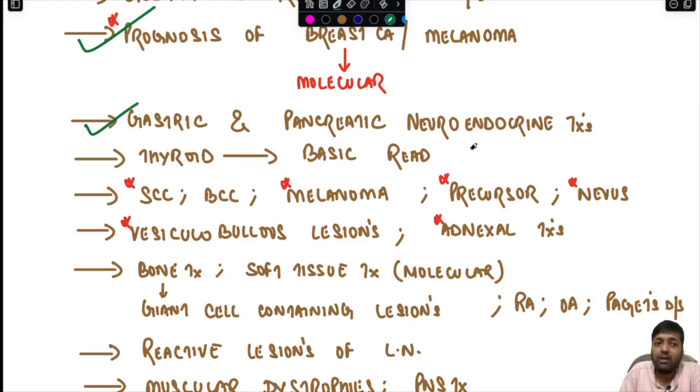And in the thyroid, one question which is repeated is the variants of the papillary carcinoma. It is the long answer question. Variants of papillary carcinoma, just remember it right now, okay, this is an important question.